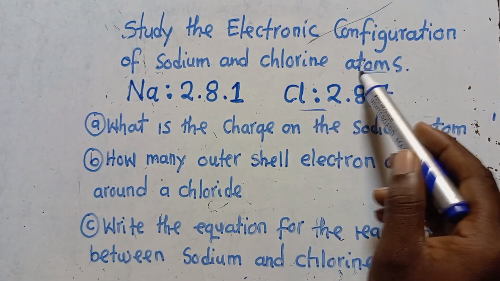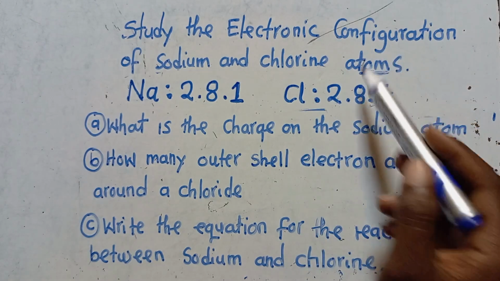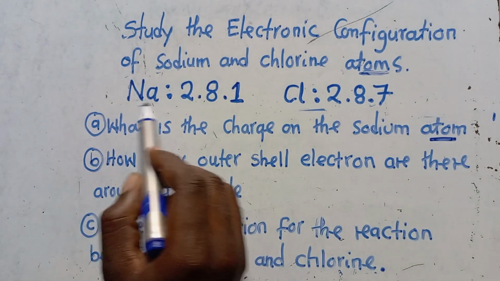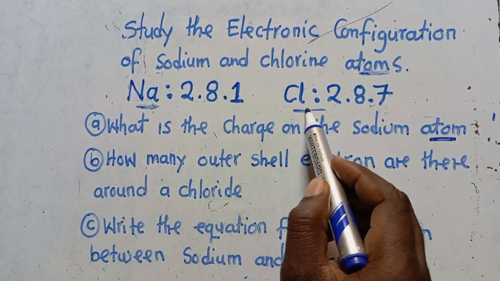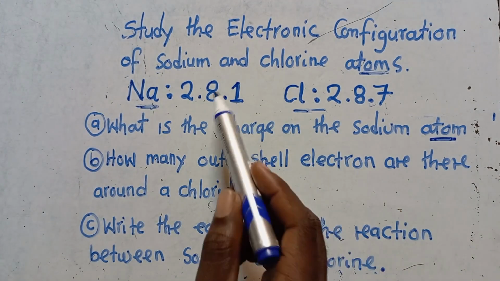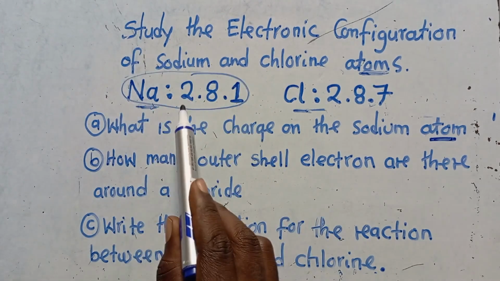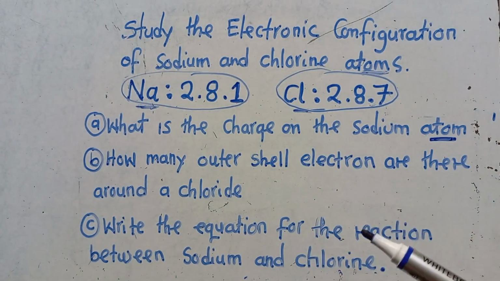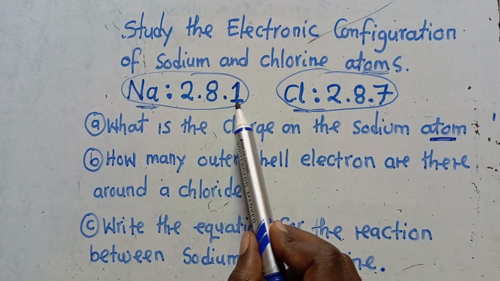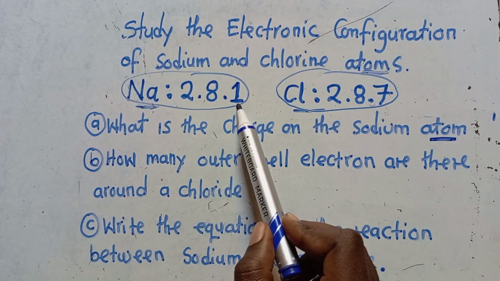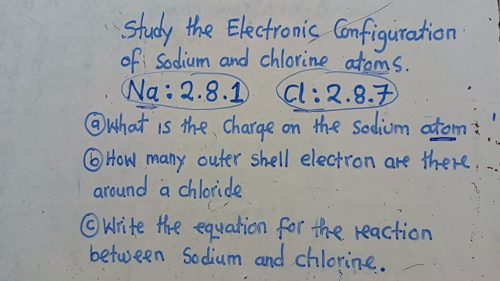Whenever we are talking about an atom, you need to understand that an atom is the smallest particle that can take part in a chemical reaction. So this is an element that is here. This is also an element. Both are called atoms because they can take part in a chemical reaction. This is the electronic configuration for sodium. This is the electronic configuration for chlorine. Before we even answer these questions, we are able to see that sodium has one electron in its outermost shell. This one is having 7 electrons in its outermost shell.